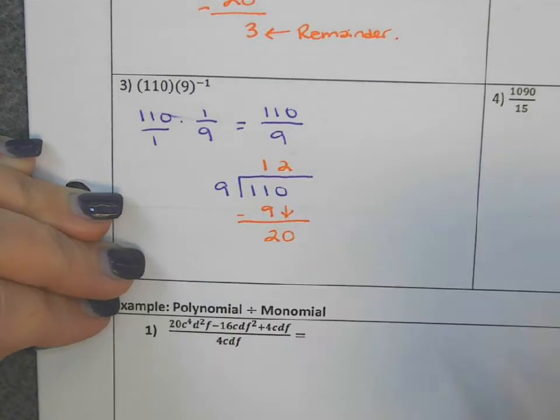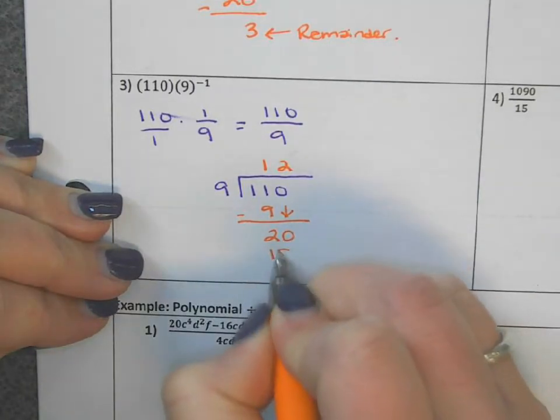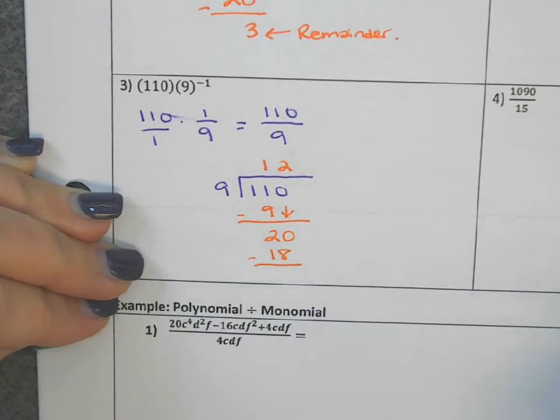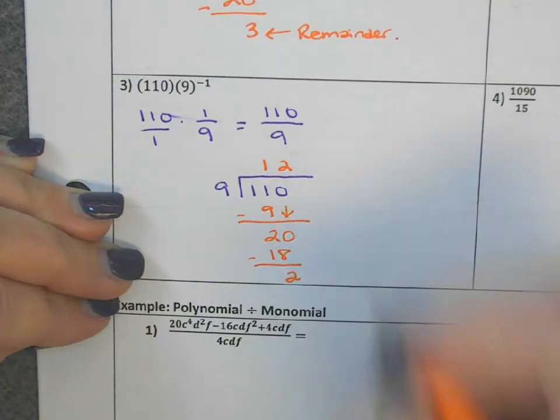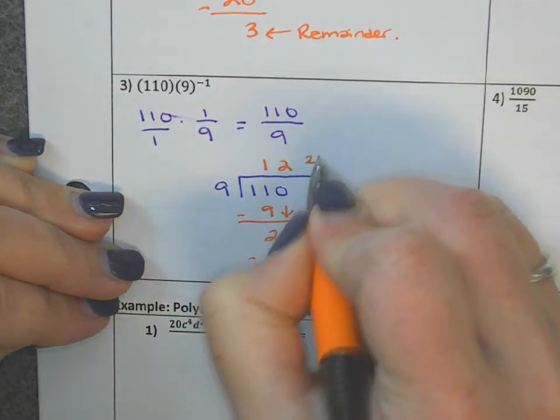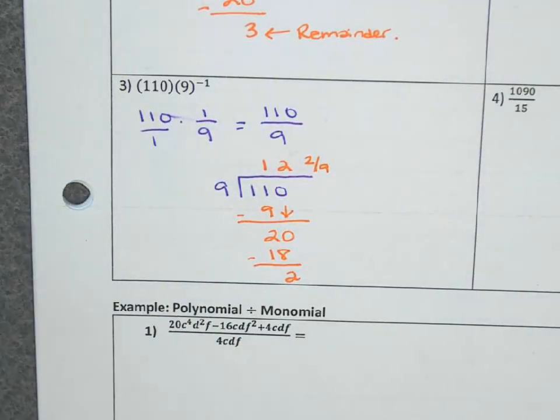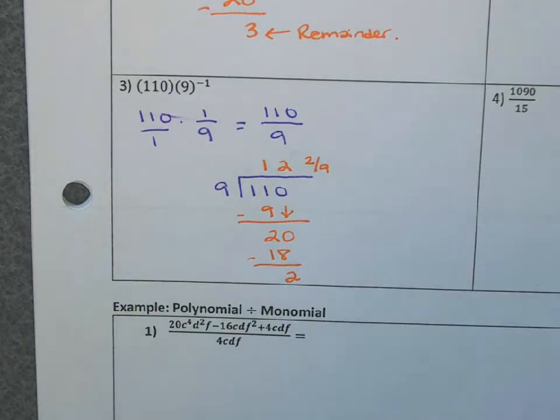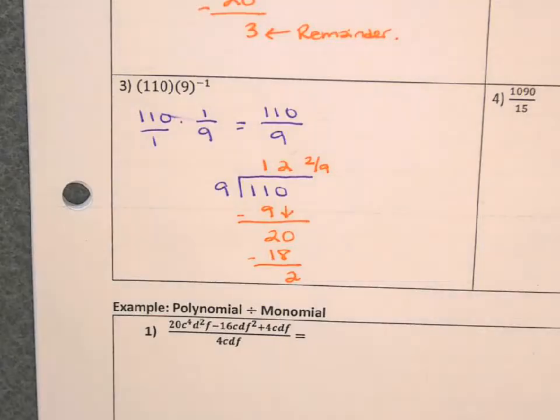Twice. What is 9 twice? 18. Subtract again. 20 minus 18 is 2. There's nothing left to bring down. So what's my remainder here? What's the extra that I have? 2 9s. All right, so we have 12 and 2 9ths is what we have left.